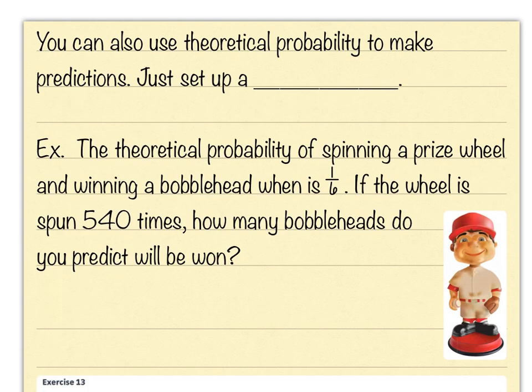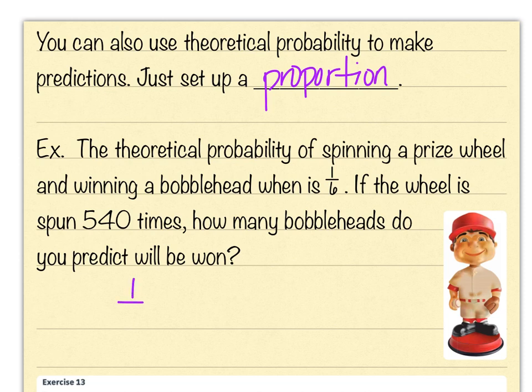So we can also use theoretical probability to make predictions. We're just going to use it to set up a proportion, just like we did in our last problem. So the theoretical probability of spinning a prize wheel and winning a bobblehead is 1/6. 1 out of 6 people will win, theoretically. If the wheel is spun 540 times, how many bobbleheads do you predict will be won?